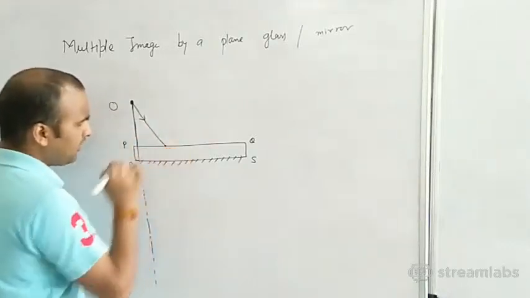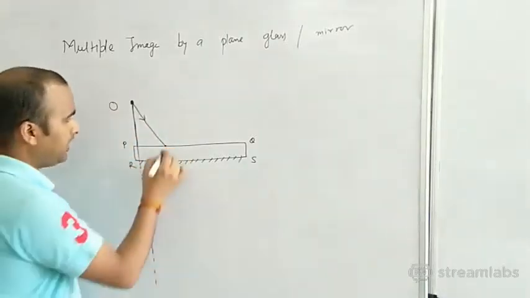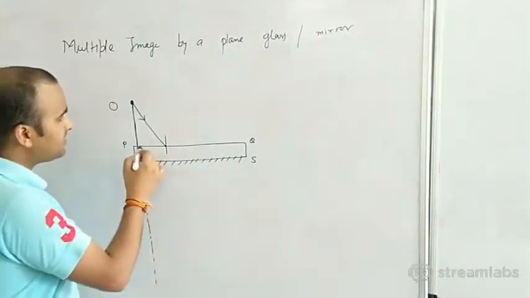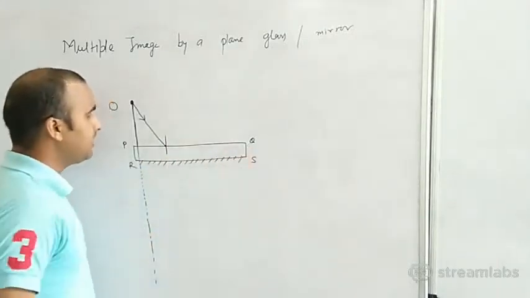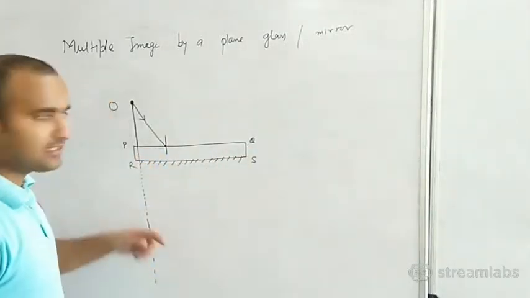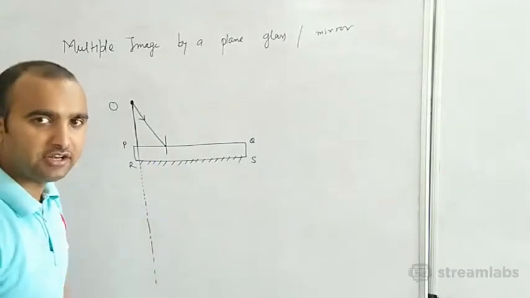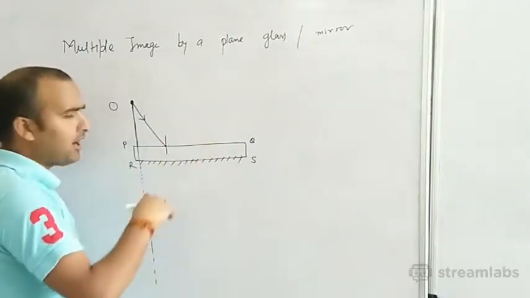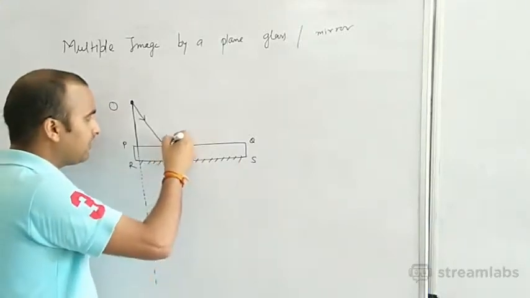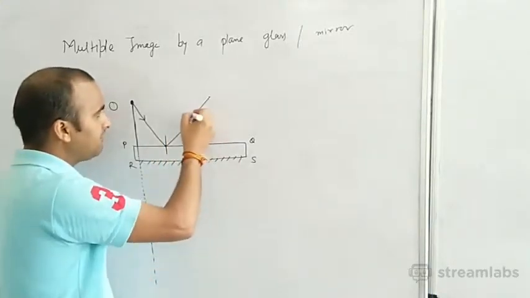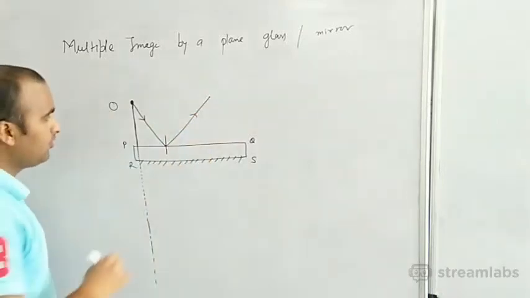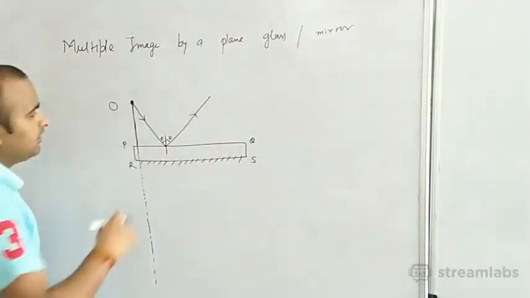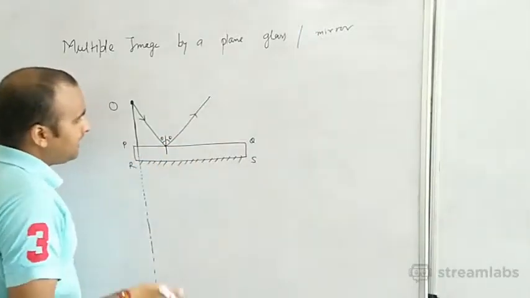Another ray is coming obliquely to this surface. This is the point of incidence, so I draw a normal here like this. If light strikes this surface, there is partially reflection and partially refraction. Partially reflection means a minimum part of the light will be reflected from here like this. Minimum part of this light will be reflected from here, so theta and theta, and a maximum part of the light is refracted.